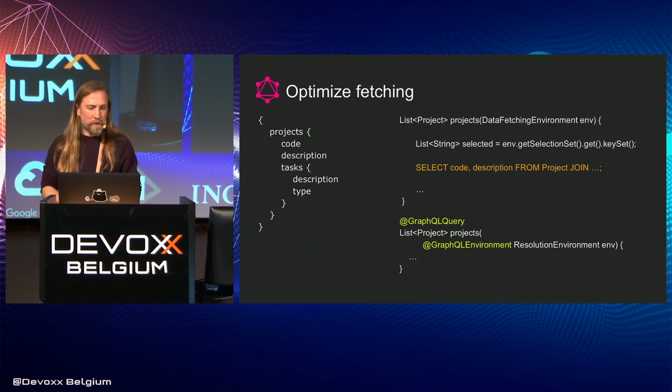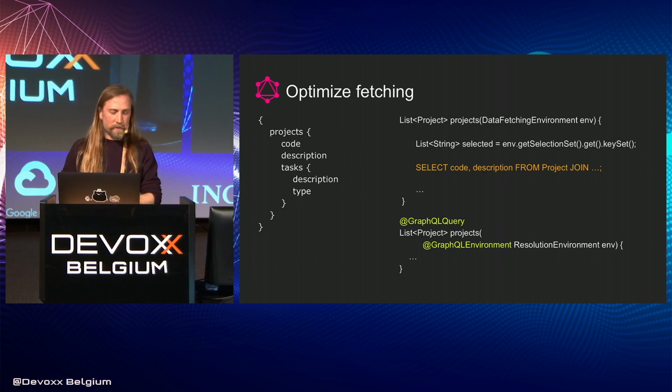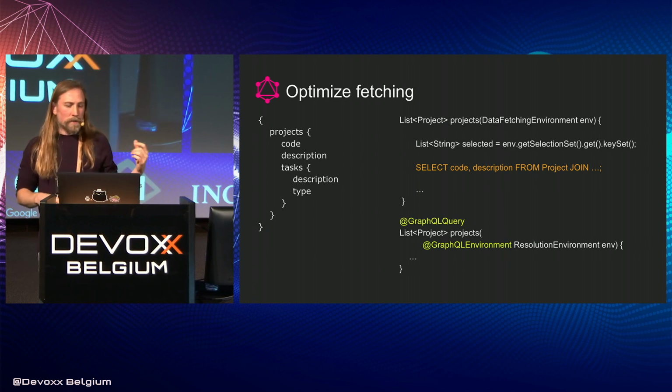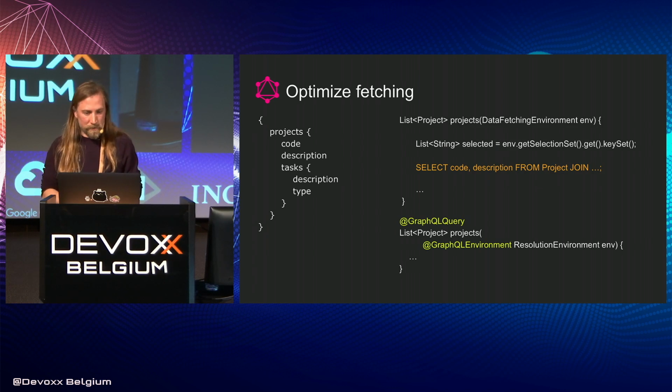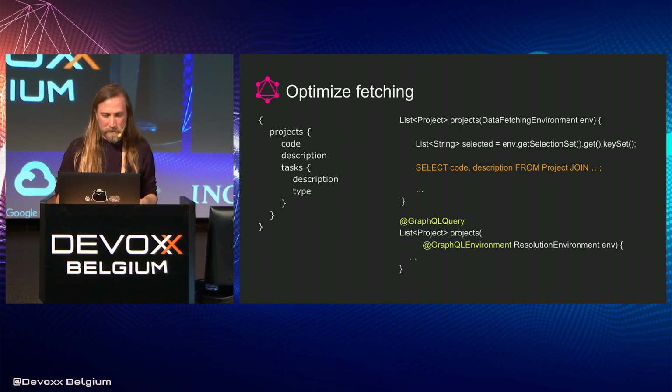In GraphQL SPQR, it's pretty much the same story. You just inject an argument using this GraphQL environment annotation. That will give you access to a resolution environment which has the same things that you see above. So same style.